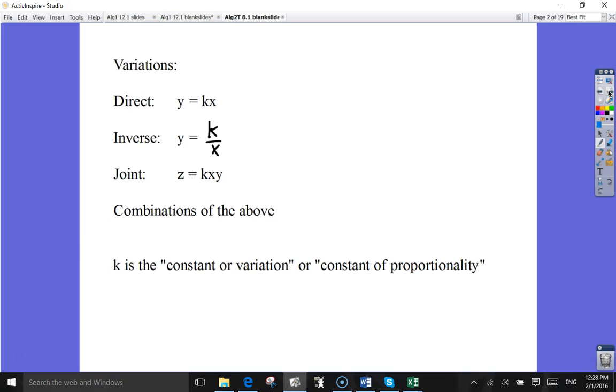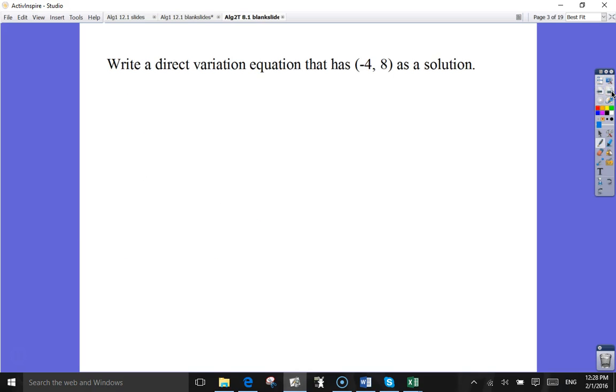But in any case, our k is for constant. In the book, they call it a constant of variation, but the SOLs always call it a constant of proportionality. So either one means the same thing. And we are reviewing a little bit of the direct and inverse before we get into the others, in case you don't remember very much.